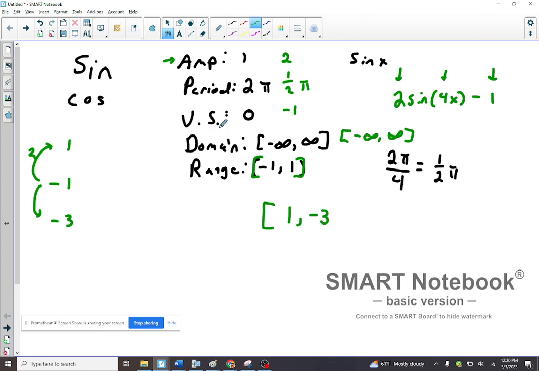So your range here is 1, comma, -3. Why is it 2 negative? Other way. -3, comma, 1. My fault. Wait, why do you have sine and cosine on the side? What does that mean? This applies to both sine and cosine.